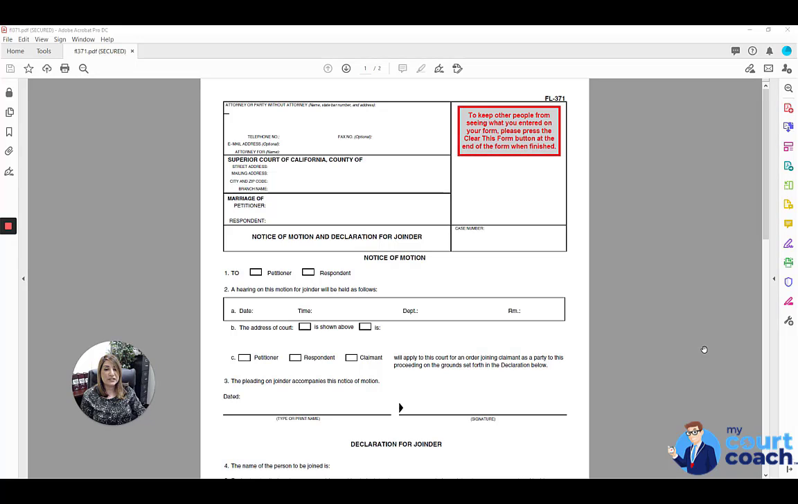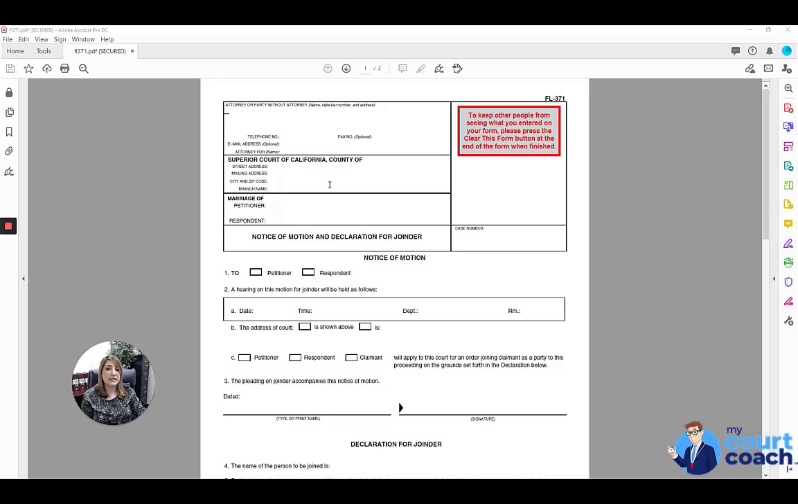I'm Sarah and I'll be your instructor today as we talk about the Notice of Motion and Declaration for Joinder form, also known as Form FL-371. As with all our court forms, you want to start off by filling in your identifying case caption information at the top.